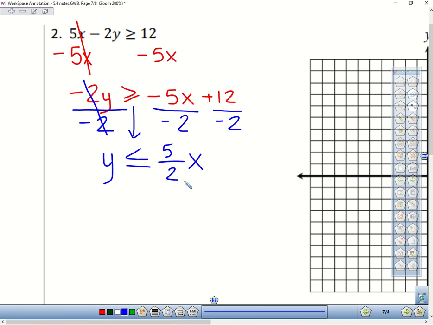And then what is 12 divided by negative 2? Anyone? Half of 12, guys. Thank you. Negative 6.